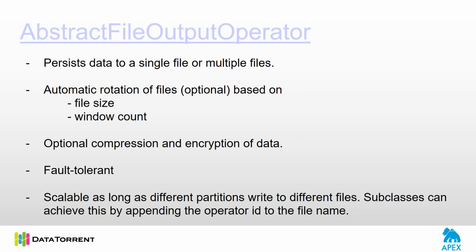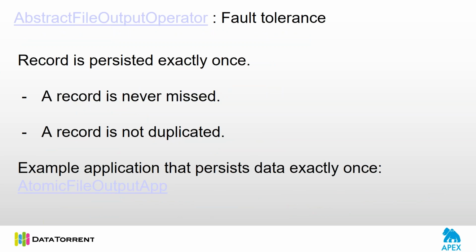Automatic rotation, which is based on either the file size or the window count. Window count because that gives a notion of time. Then there's a feature for compression or encryption of data. This is also fault tolerant, and it's scalable as long as different partitions write to different files. Subclasses can achieve this by appending the operator ID to the file name. So in the context of the file output operator, let's see how fault tolerance is achieved.